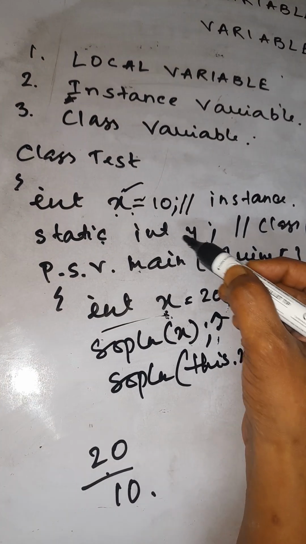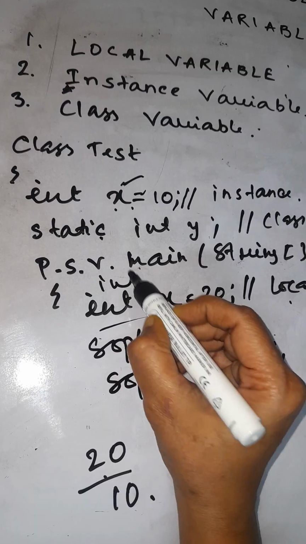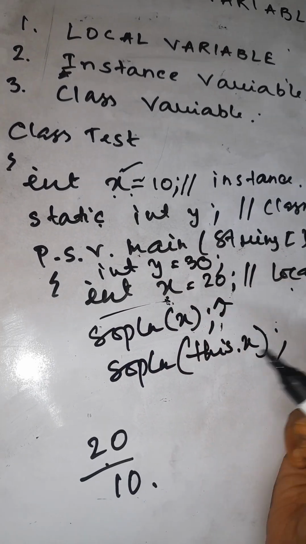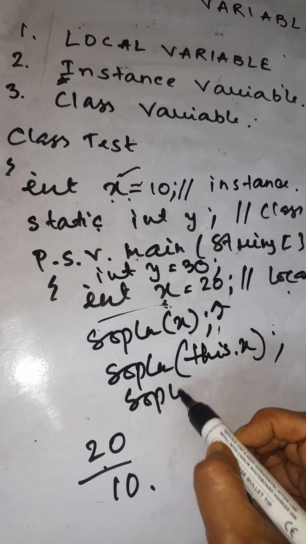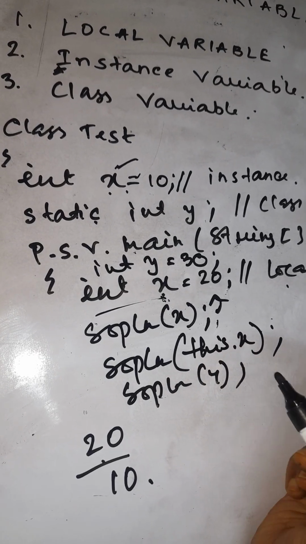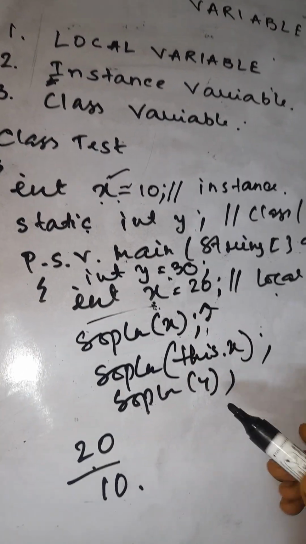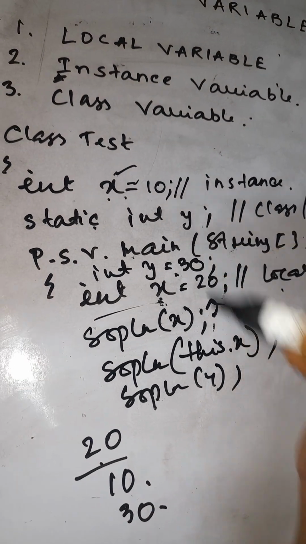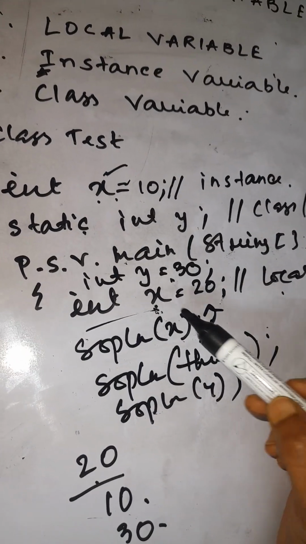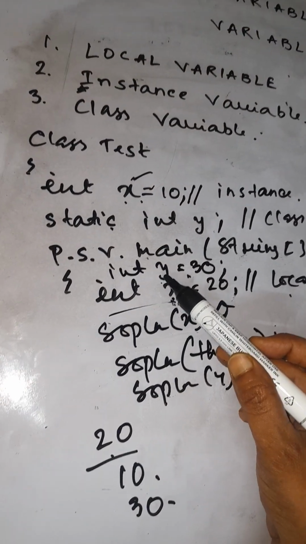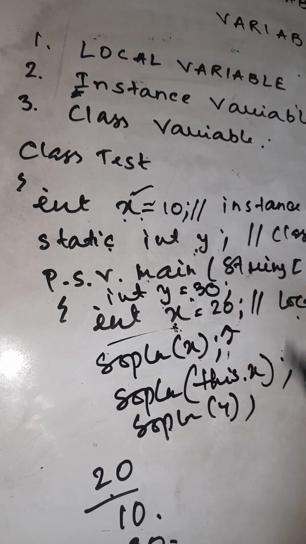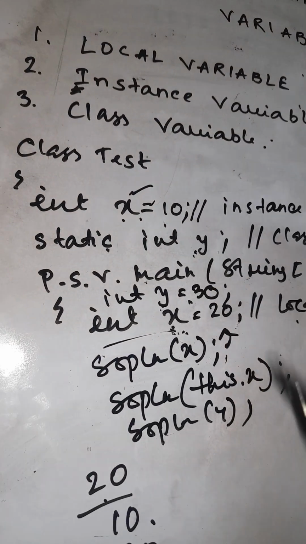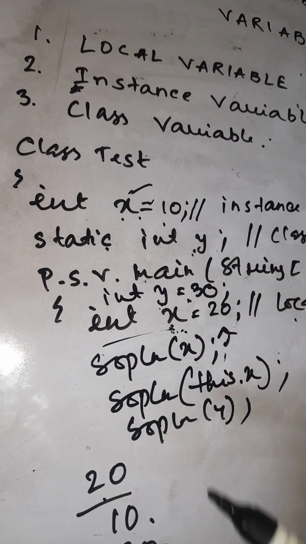If you have one more variable, also a local variable, maybe integer y equal to 30. Now if you want to print y, which y will be printed? This one. So the output will be 30. Now this y is already shadowing, because this y shadows your static variable, and this x shadows your instance variable x. So now how can you print that y?